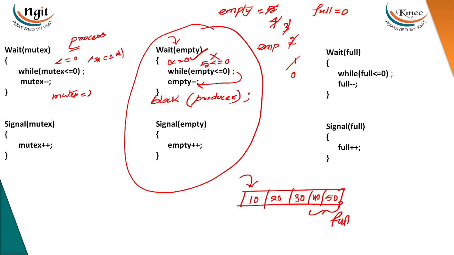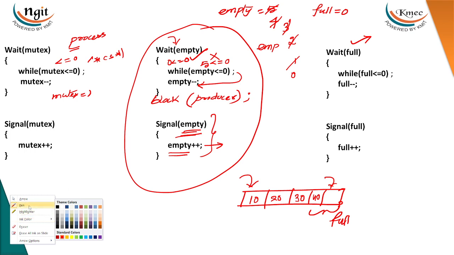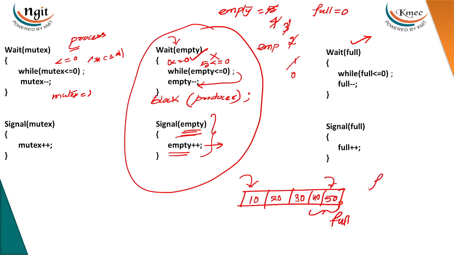Whenever the consumer consumes one item and empties a particular location, at least one location is empty, then the producer process can produce an item. This happens whenever signal on empty is executed, which increments the value by one. Similarly for full: initially all locations are empty, and whenever all the locations are full, the value will be incremented from 0 to 5.